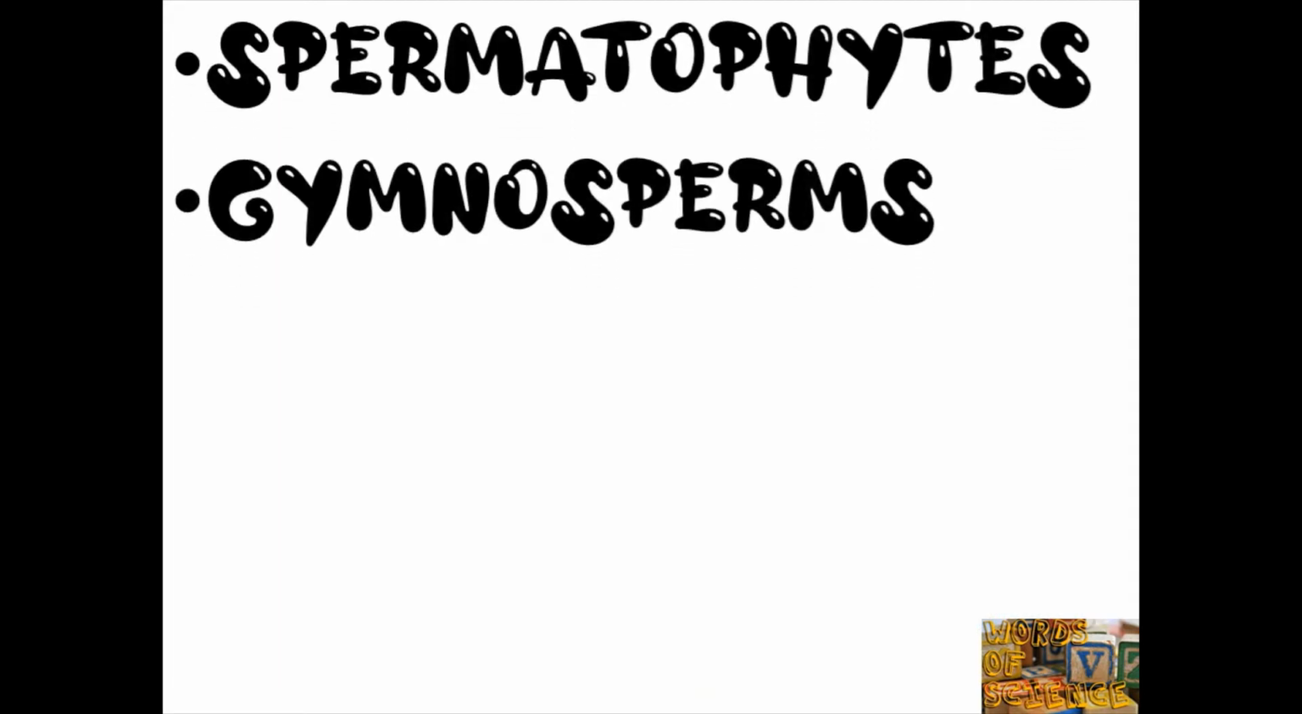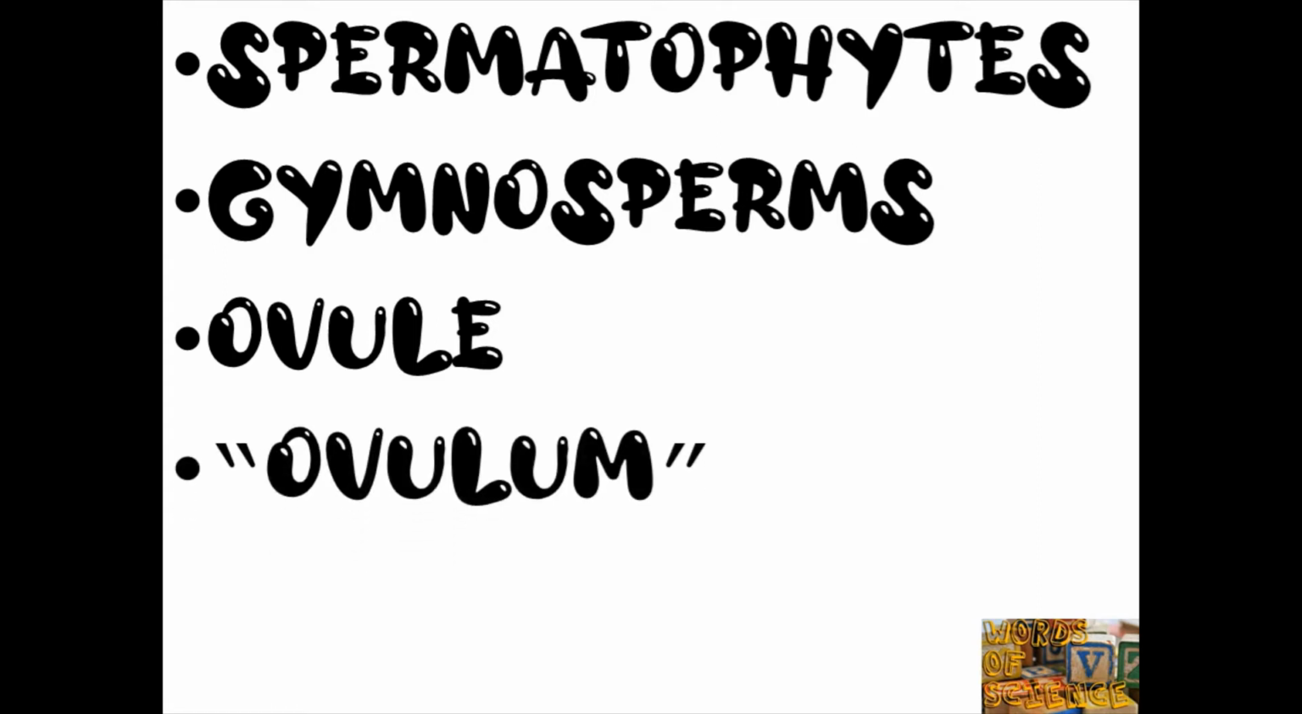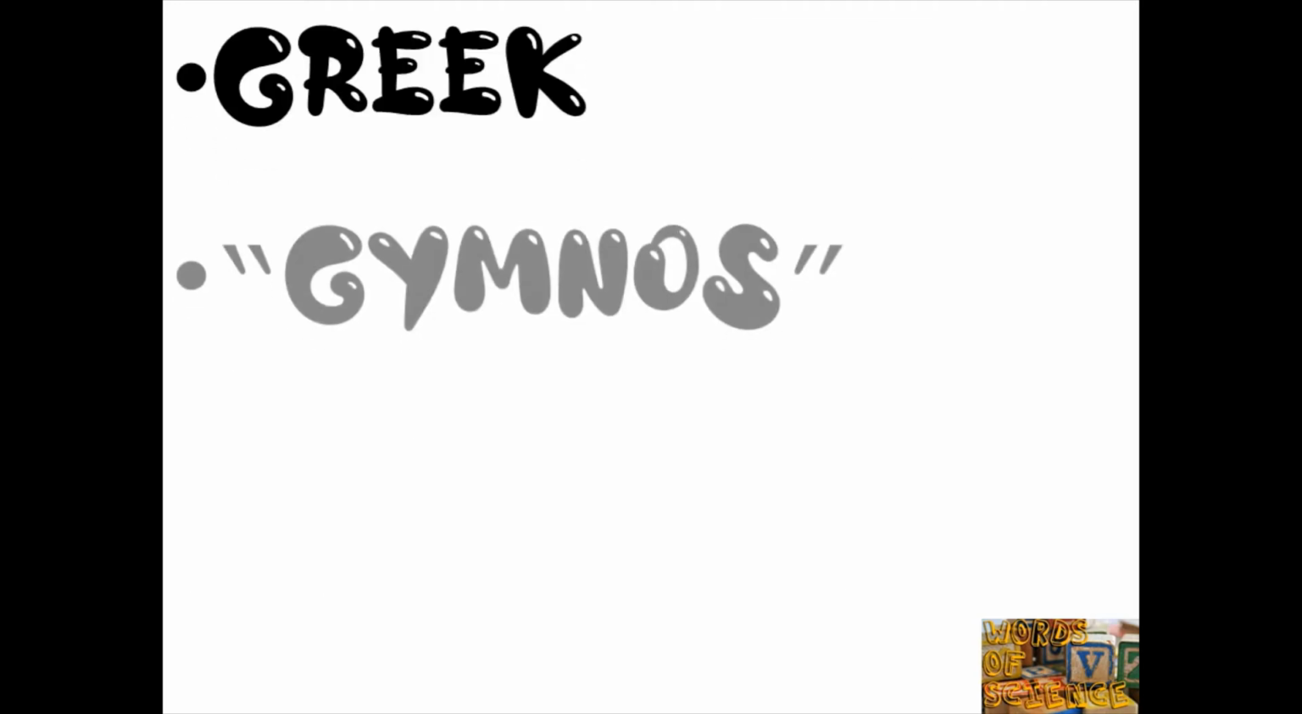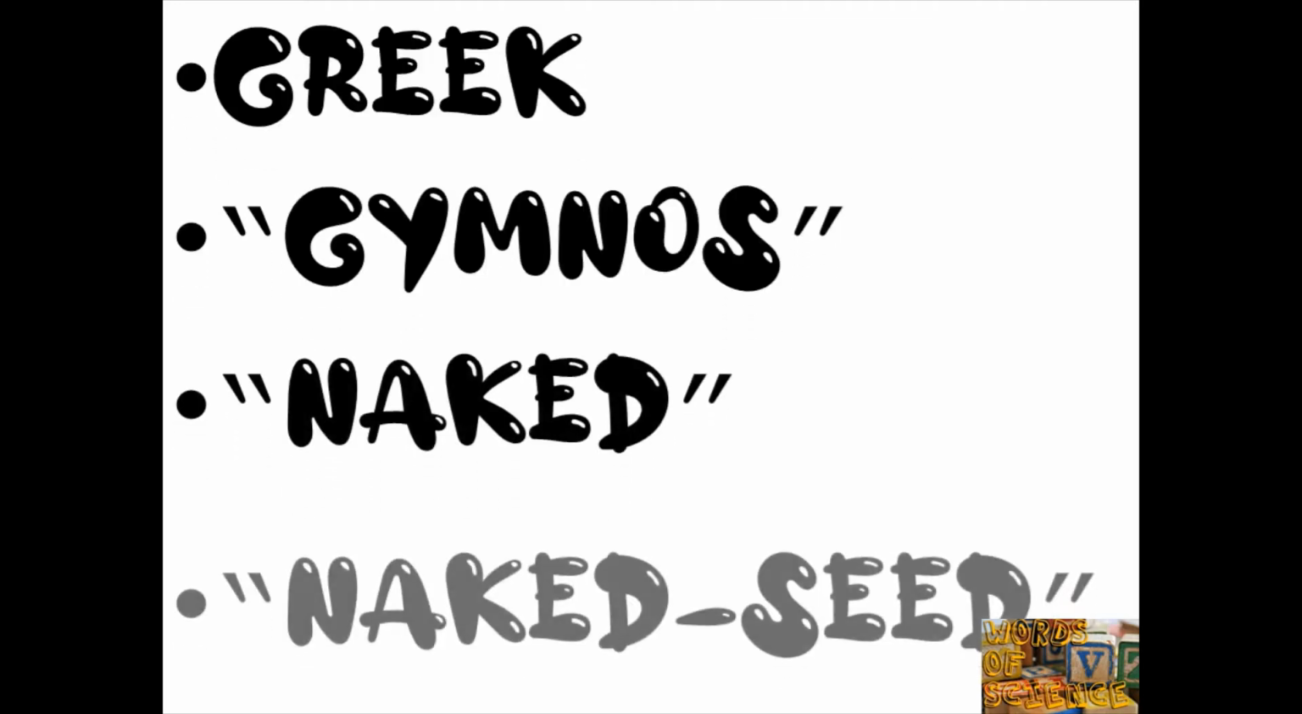In these plants, the ovule, that is the object which will, after pollination, become the seed, the word being derived from a Latin form ovulum, meaning little egg, is exposed on the surface of the organ that forms it. The Greek gymnos means naked, so a gymnosperm is a naked seed plant.